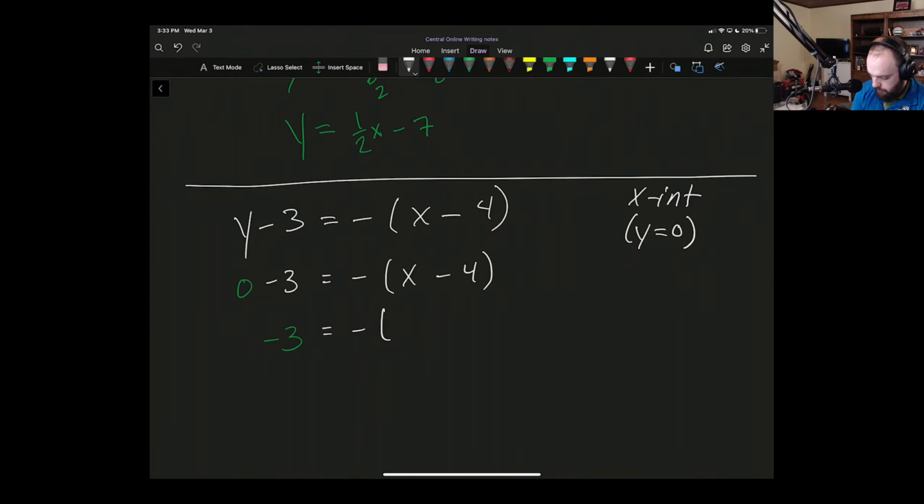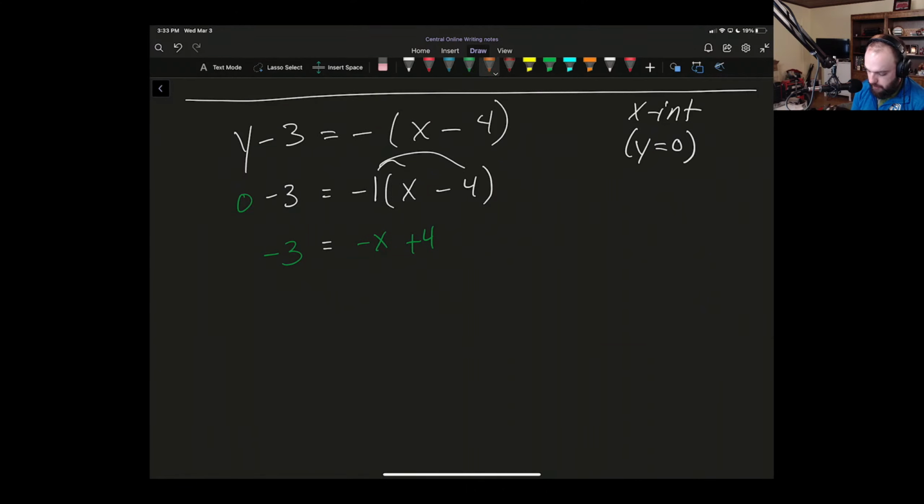We can actually distribute this. Let's distribute this -1, right? So there's a 1 right here. We're going to distribute this -1 in. So it's going to be -1 times x, so that's going to make this a negative x. And a -1 times a -4 is going to be a positive 4. Right? So now what we need to do is get that x by itself. We're trying to solve for x. We're trying to find the x-intercept.